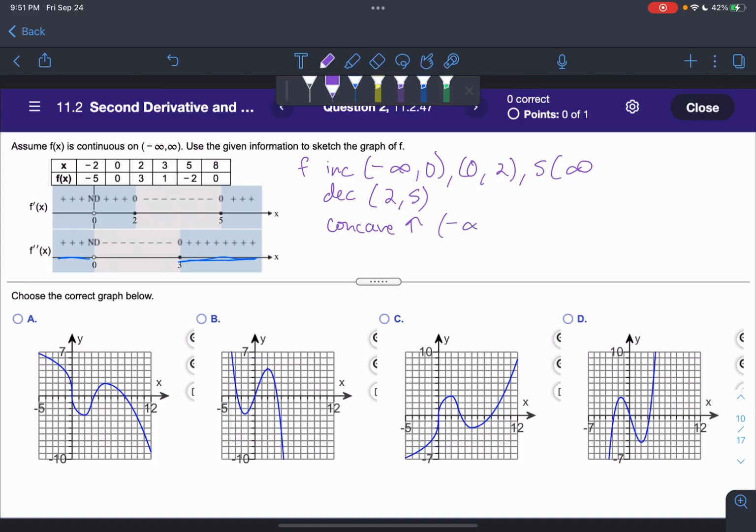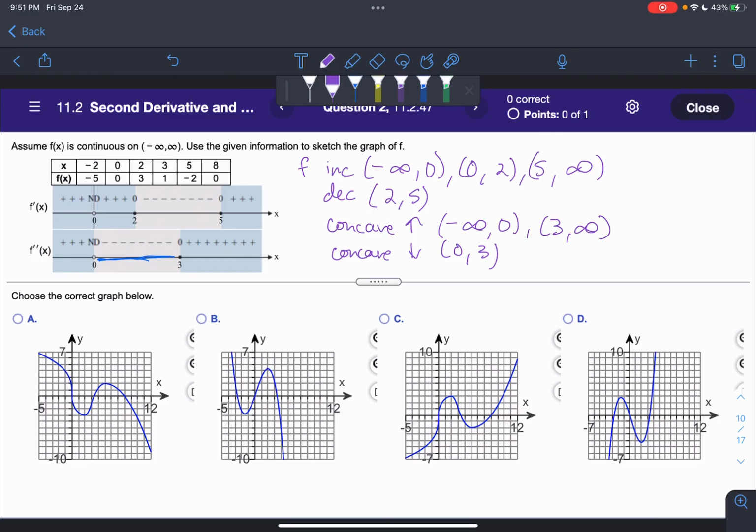So that will be from negative infinity to 0 and 3 to positive infinity. And then similarly, let's look at when we're concave down. That will be my gray piece of the second sign chart, and that's between 0 and 3. So now let's see if we can pick which function it is.